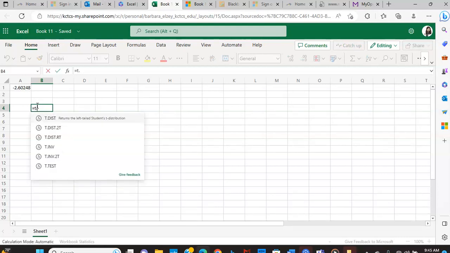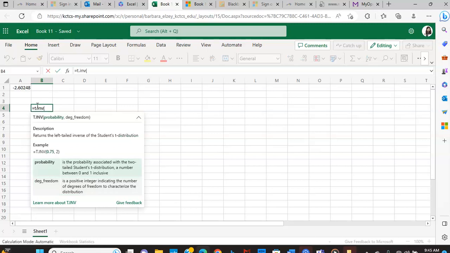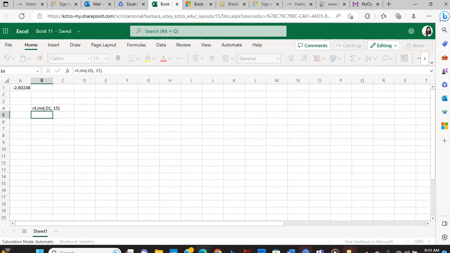It's T.INV, and we'll put in this 0.01 that we got, and the degrees of freedom are the number in the sample minus 1, so it's 15 for us. And so there's our value, 2.60248. I'm going to write that down. Now we don't need to pay attention to the negative since our formula has a plus and minus in it. Okay, so let me go back.